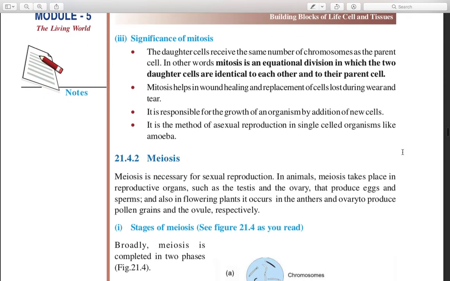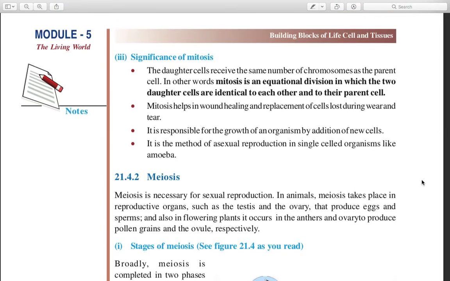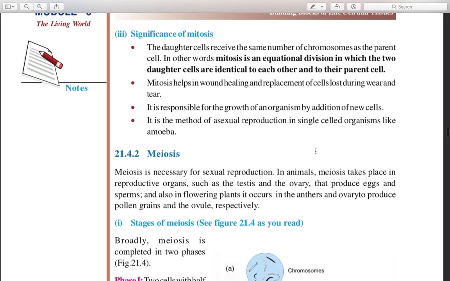So the second point is that mitosis helps in wound healing. When you have a wound in the body, it has to be healed, so new cells have to be produced. That happens through mitosis. And the replacement of cells lost during wear and tear, that is when the cells are used and become old, they wear out, so new cells have to be replaced. That happens through mitosis. It is also responsible for the growth of an organism by addition of new cells. When our body grows, the growth of an organism, mitosis is responsible for this with the addition of new cells.